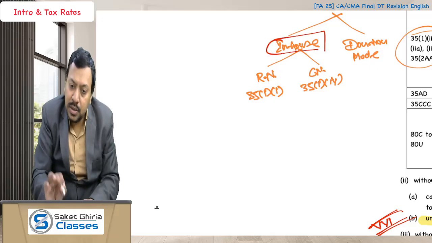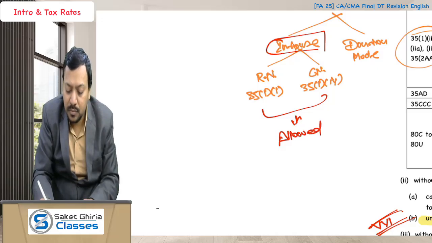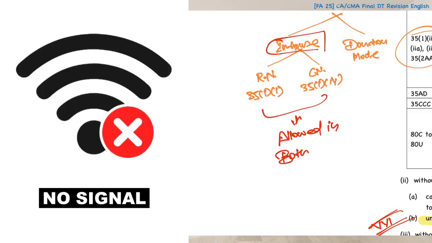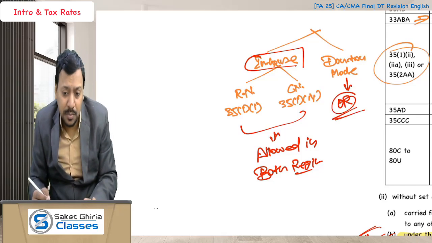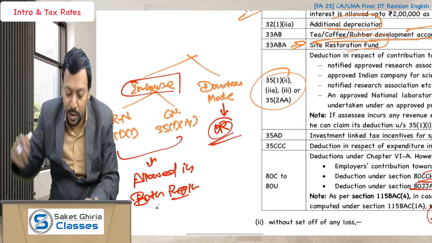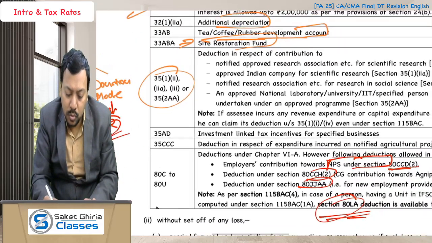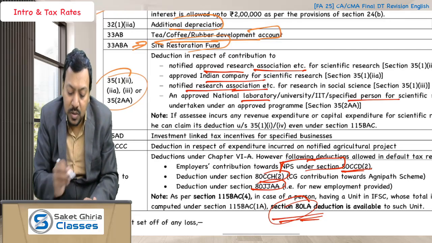Whether you are in the default regime or the optional regime, these two expenditures are allowed in both regimes. But as far as the donation made is concerned, this is allowed only in the optional regime. If you are in the default regime, you cannot claim the expenditure for the donation you have made for scientific research. Okay, the donation can be made to any notified approved research association, approved Indian company, any notified research association, approved national lab, university, IIT, or any specified person.